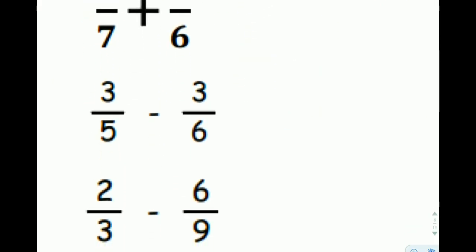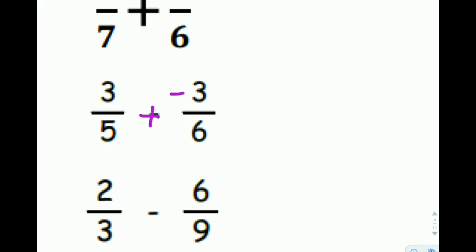I'm going to skip down to this example. I'm going to let you do this one above on your own. 3/5 minus 3/6. To do 3/5 minus 3/6, we need to get ourselves a common denominator. But before we even do that, because we're doing subtraction, and I do not like subtraction, I'm going to turn it into an addition problem.